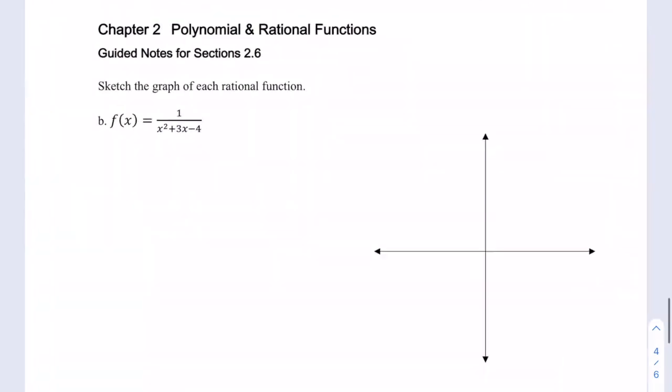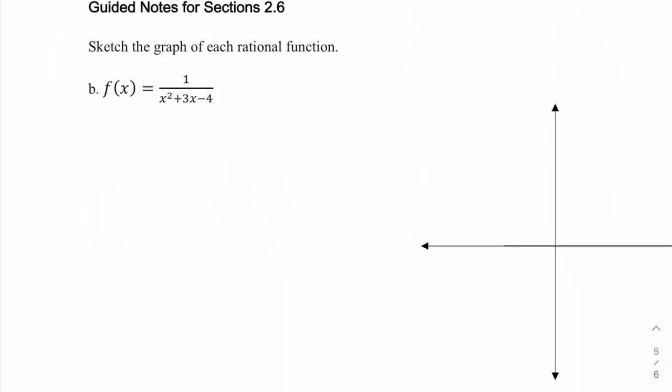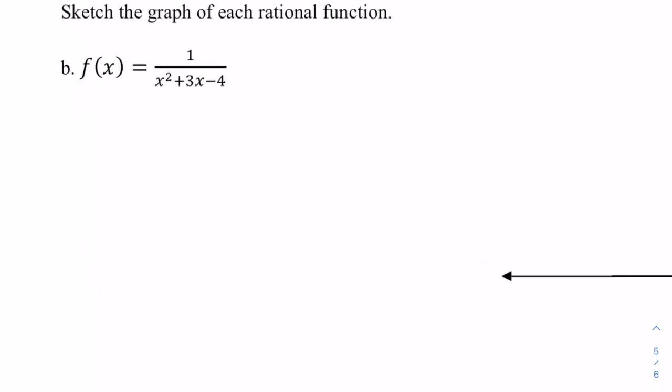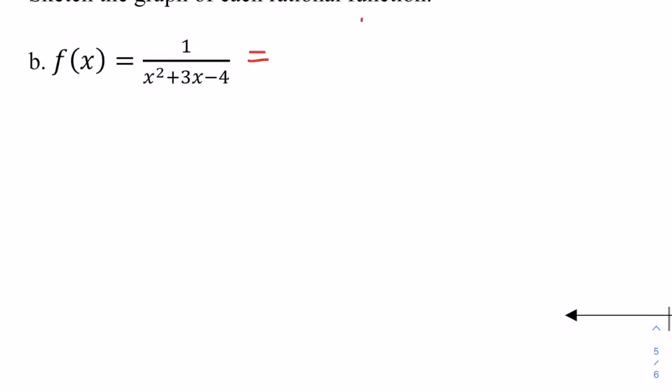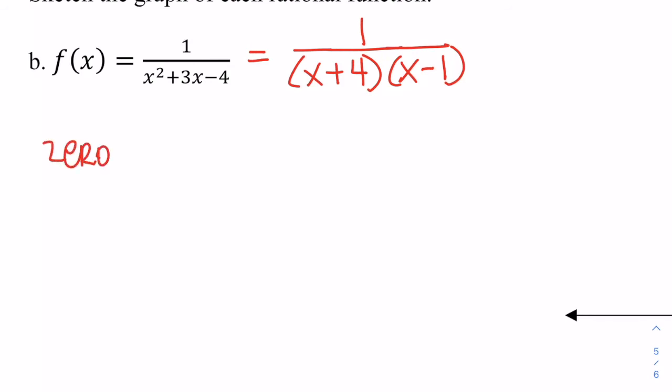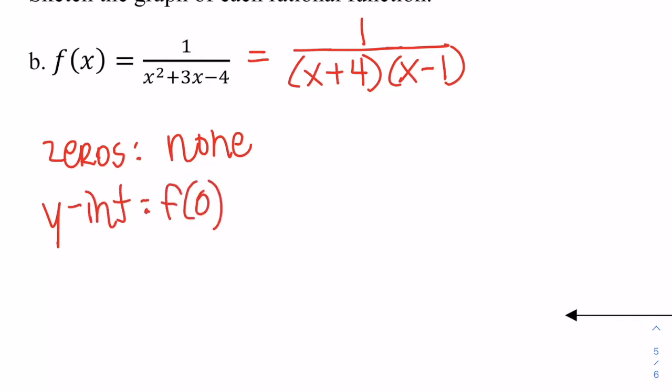Now let's go to the next one. Whenever possible, remember, we want to try to factor whatever we can. So that's going to be an easy factor. So that's going to be x plus 4, x minus 1. All right, so let's look. So zeros, I'm going to write this down, but you can see that the numerator can't equal 0, so there's going to be none. For the y-intercept, if I plug in 0, I'll get 1 over negative 4.